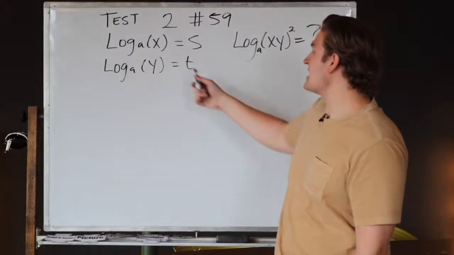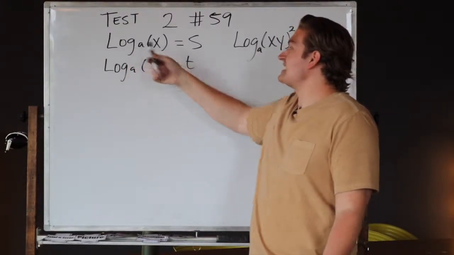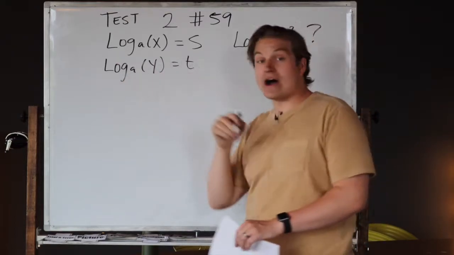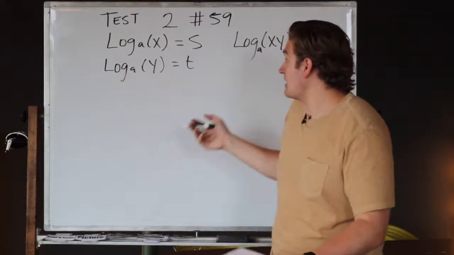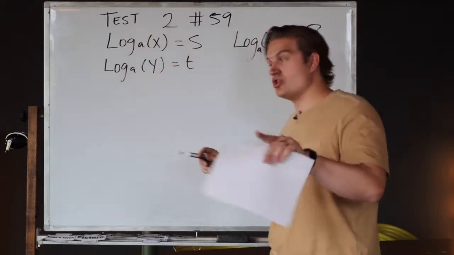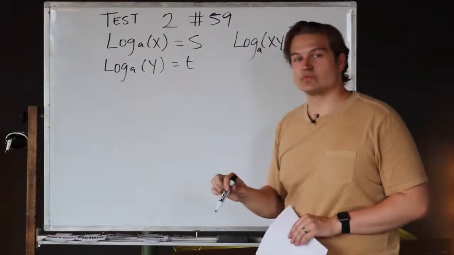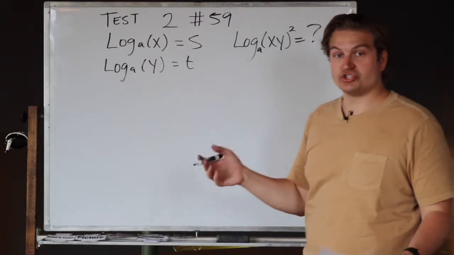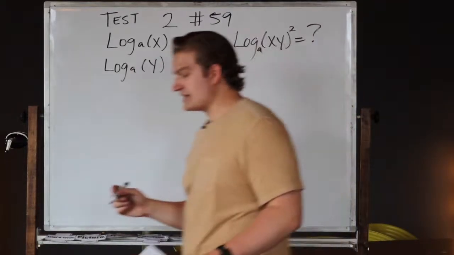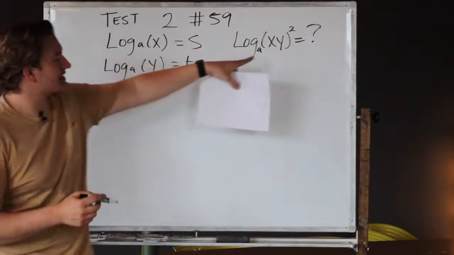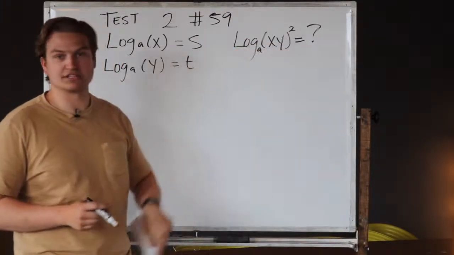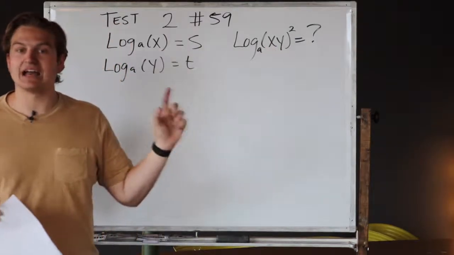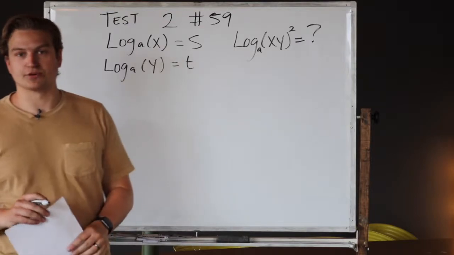The problem says the log base A of x is equal to s. It tells us that log base A of y is equal to t. And it says, if we tell you these two things, find log base A of the quantity xy squared. If you know the rules of logarithms, this should be pretty easy. Here's what it's really asking for: do you know what exponents mean in logarithms? Do you know what it means when two things are multiplied together inside of a logarithm? If you know those two things, this question's a breeze.